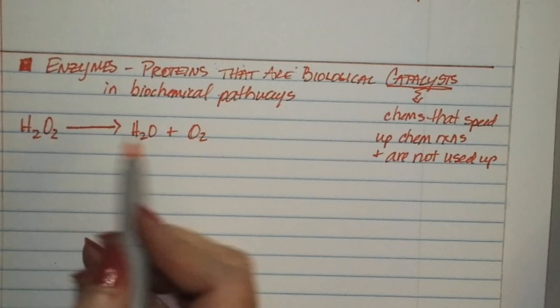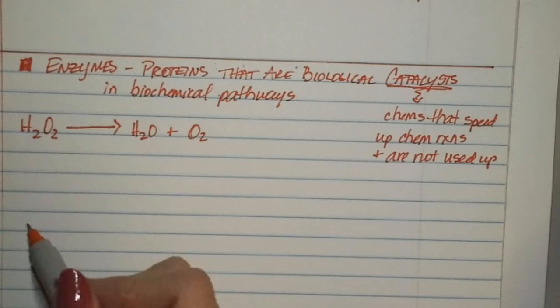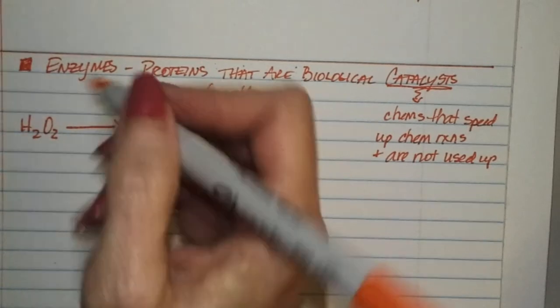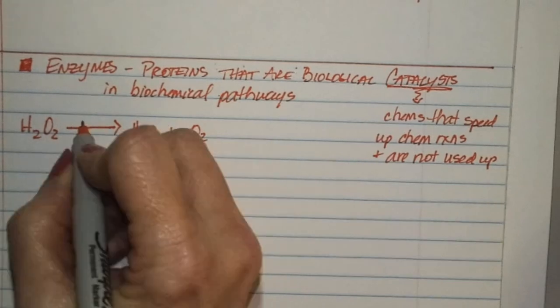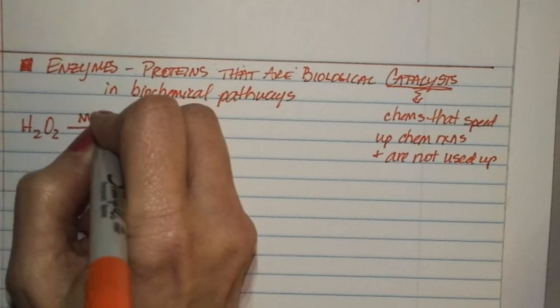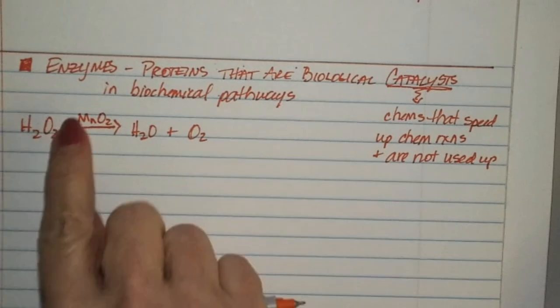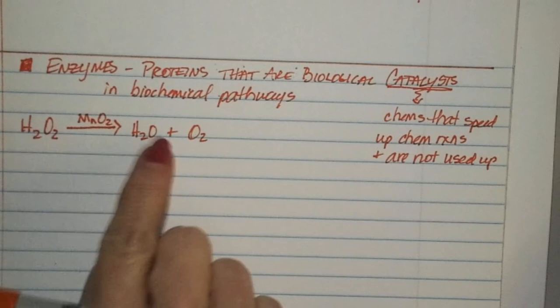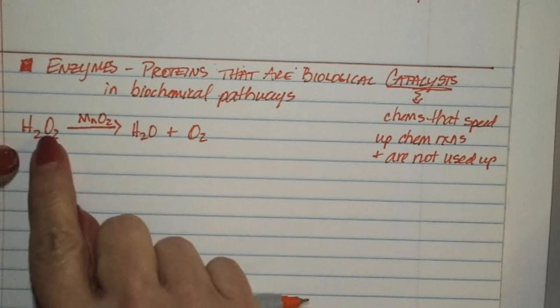But if you want it to go really fast, you're going to use a catalyst. When you talk about there being a catalyst, usually it's written on top of the arrow. In this case, the catalyst is manganese dioxide, MnO2. Manganese dioxide. This manganese, it's not a reactant, it's not a product. We stick it in there and it's still all there at the end of it.